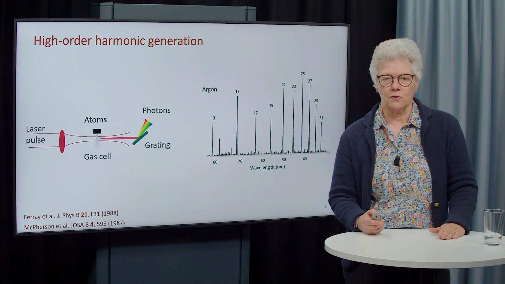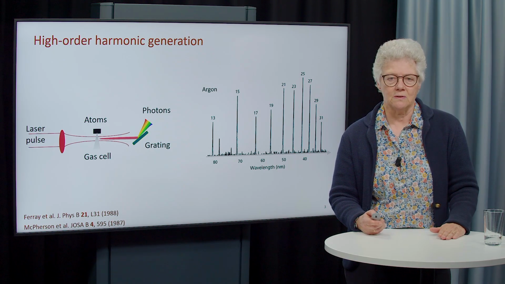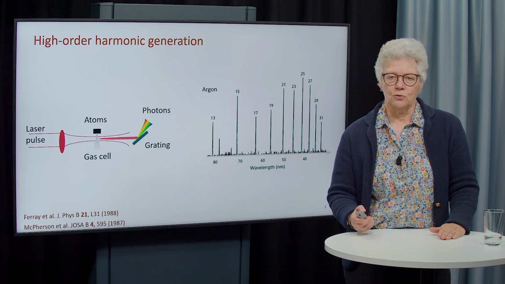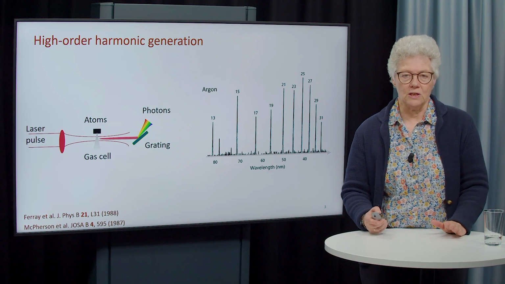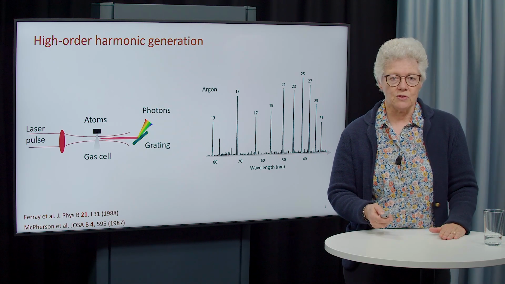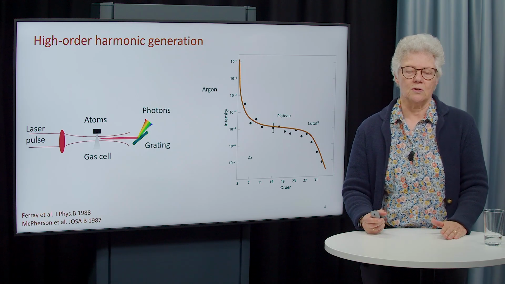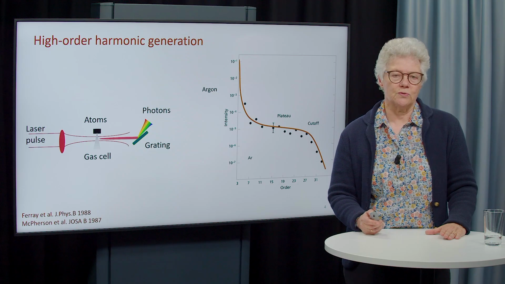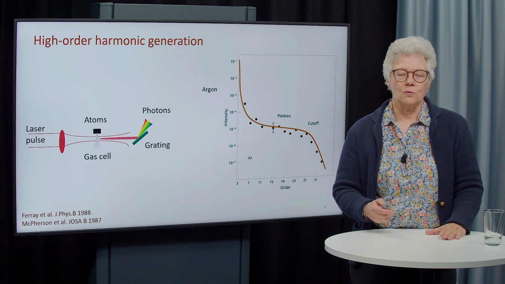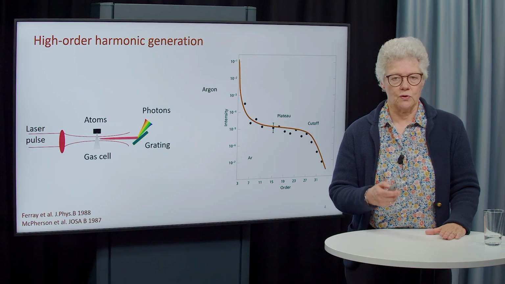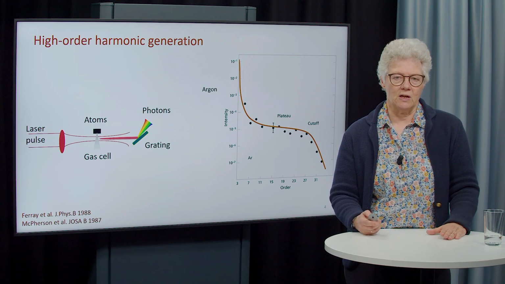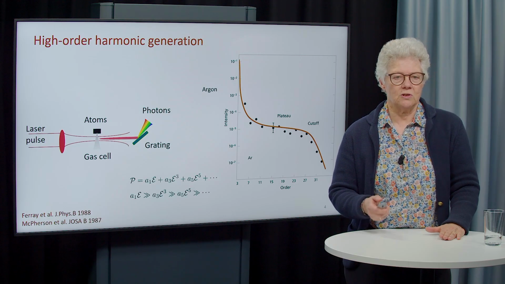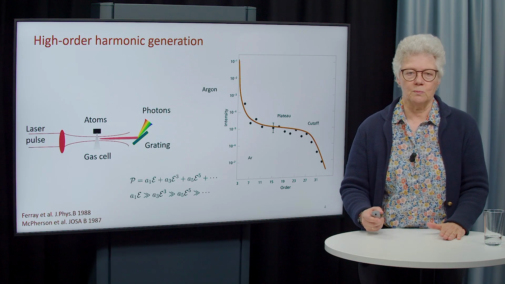Here you have one of the first spectra obtained in argon, showing harmonics from orders 13 to 31, only odd-order harmonics. What was very interesting is that when plotting the intensities of these harmonics as a function of harmonic order, we saw a characteristic behavior with a first decrease, then a plateau, and finally a cutoff. And I think that the most important discovery was this plateau behavior.